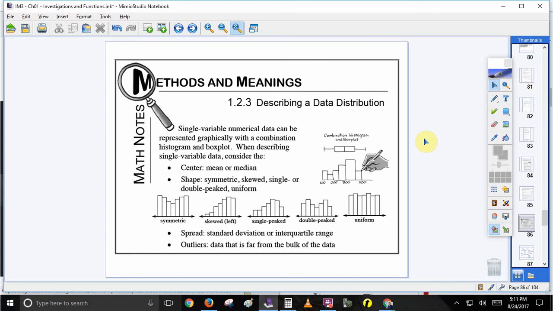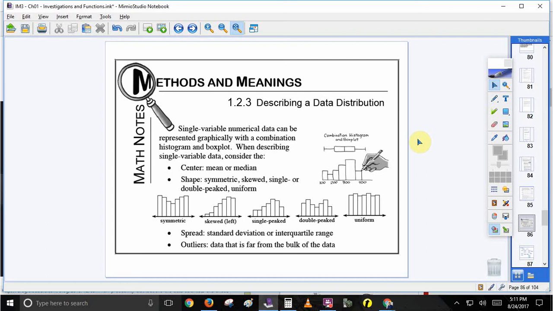Alright guys, we're looking at section 1.2.3, describing data distribution, and this video is going to be a lot shorter than the last one, which I'm sure you'll all be happy about. We're just going to look at different ways of describing data distributions.